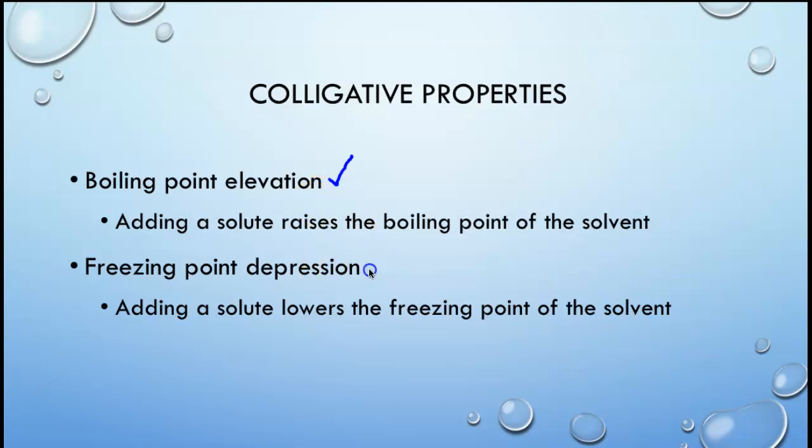Another thing is freezing point depression. Adding a solute lowers the freezing point of the pure solvent, and this has some practical effects in the winter. We live in a climate where it gets cold in the winter. We have snow and ice, and you know that often the roads will be salted when it gets snowy. Now, the salt itself does not melt the ice. The ice on the roads is melted from either energy from the sun or friction from car tires running over it.